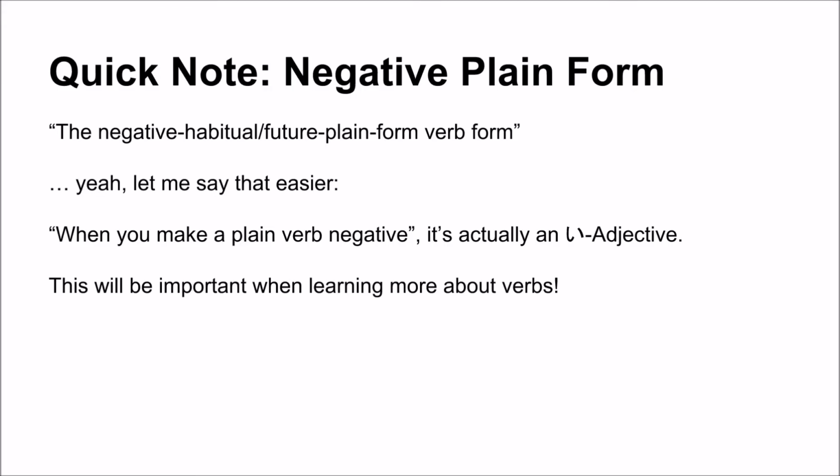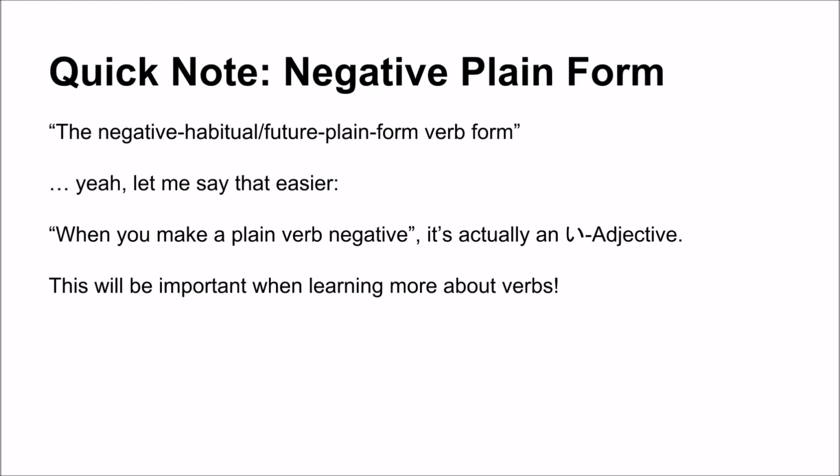Quick note, the negative plain form, the negative habitual/future plain form verb form. What? Yeah, that's confusing as all get out. Let me say that a little bit easier. When you make a plain verb form negative, when you say taberu and you make it negative to tabenai, it's now officially an i adjective. Crazy! I adjectives and verbs are very connected.